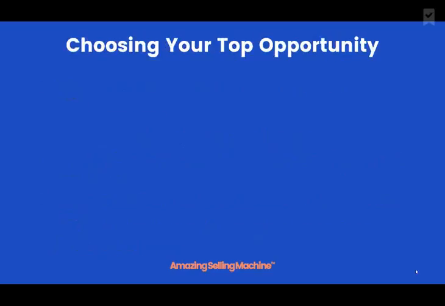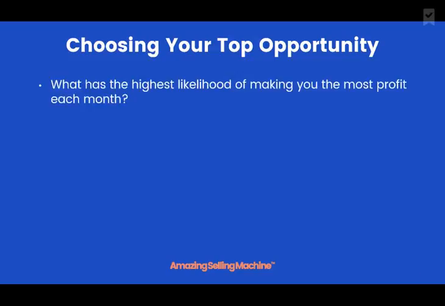So we're now finally to the point that we've all been waiting for, and that's to choose our final product opportunity so we can actually order the samples, receive the product, test it out, and then finally place an inventory order. But it's not just a numbers game. So when you make the decision on what is going to be the top product opportunity, there are several things to think about. First off, you do need to think about profit and which one of these has the highest likelihood of making you the most profit each month.